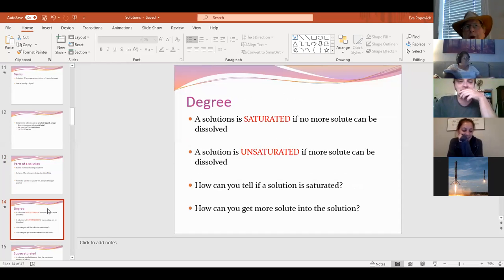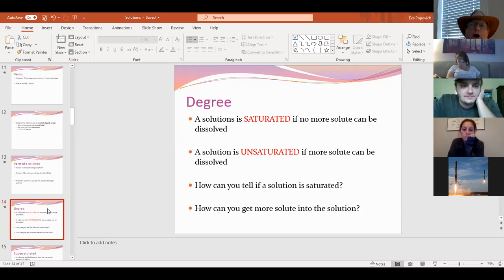Okay. We also have to realize that there's a degree with something that can be dissolved. A solution is considered saturated if no more solute can be dissolved.